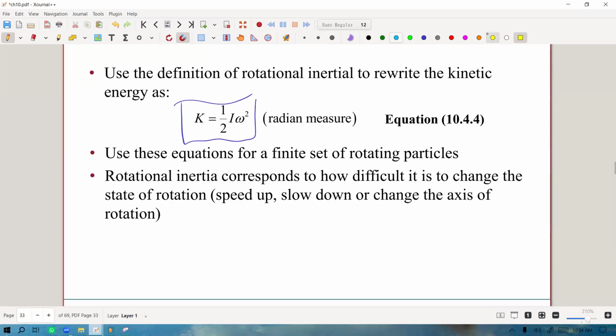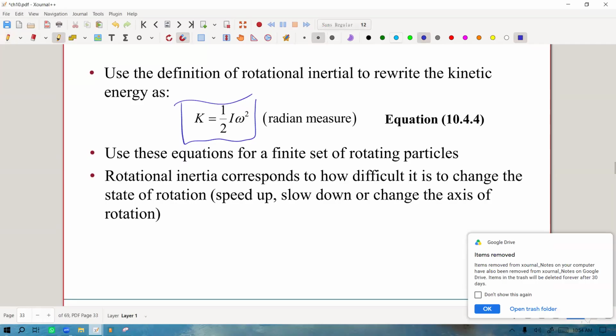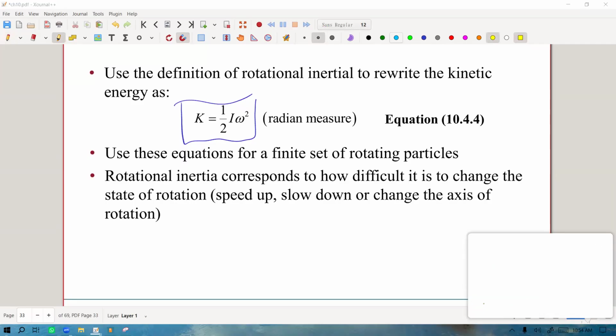This one is a very important definition. Rotational inertia corresponds to how difficult it is to change the state of rotation. Different axes will give different values. Speed up, slow down, change the axis of rotation.